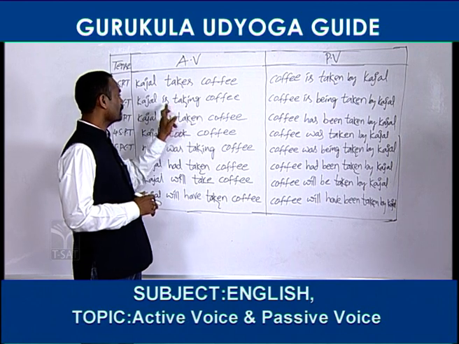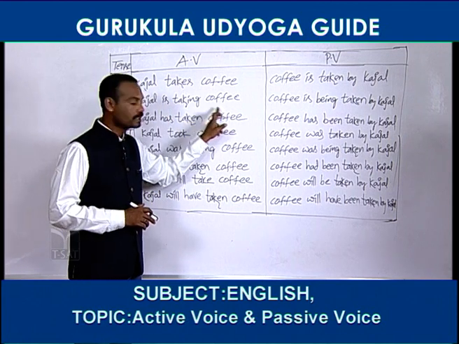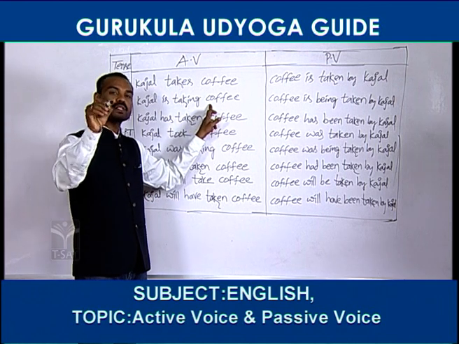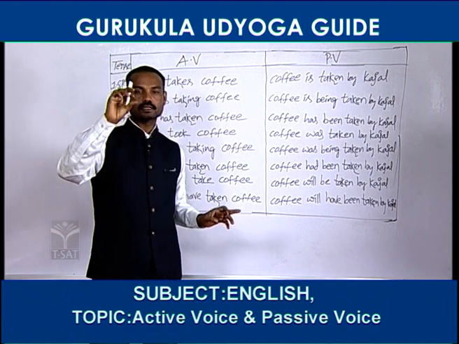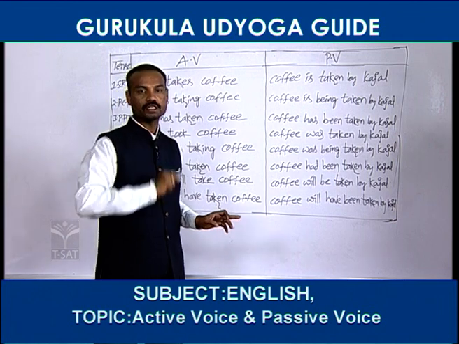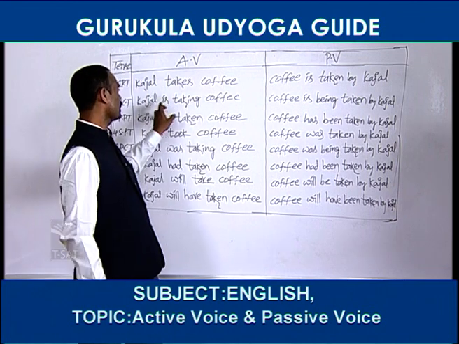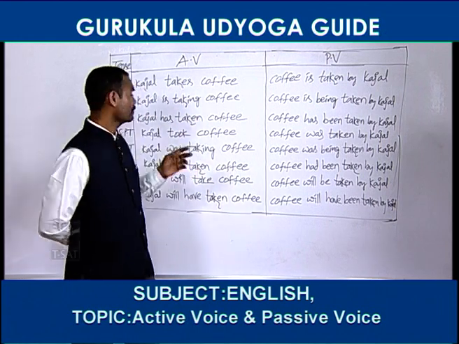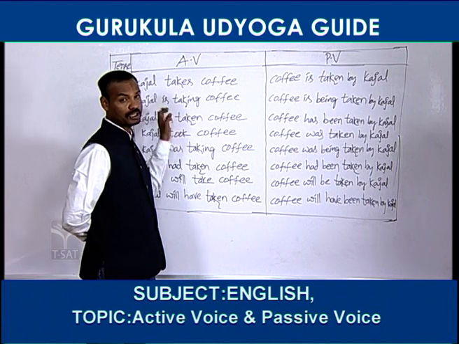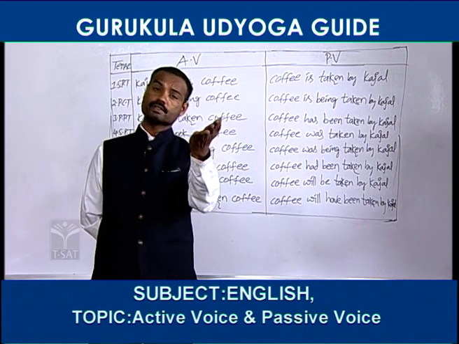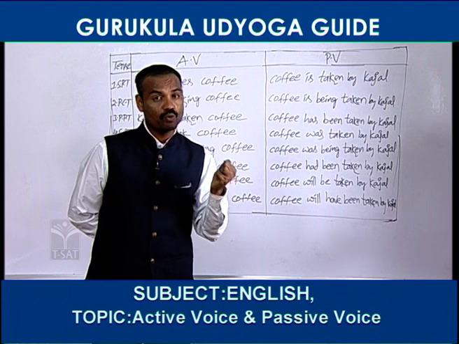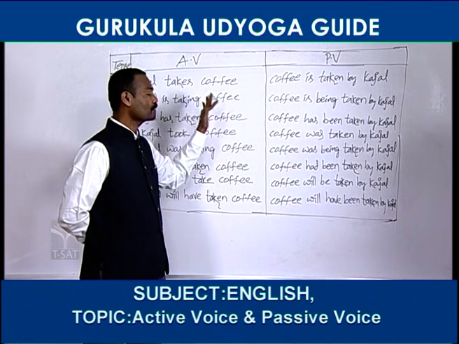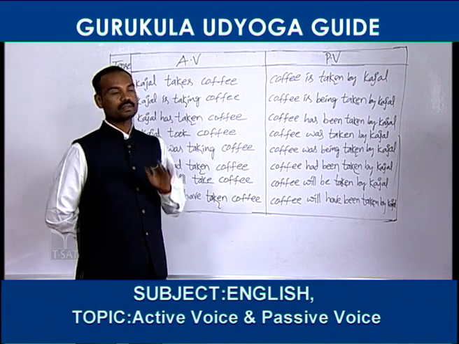Second one. Kajal is taking coffee. See, how can you find out it is present continuous? Whenever you find am, is, or are plus ing form in the sentence, that sentence is in present continuous tense. Kajal is taking coffee. This is an active voice. What is the definition of active voice? The sentence which starts with the subject is called active voice. So Kajal is the subject. It is active voice. Now we are going to change it into passive voice.